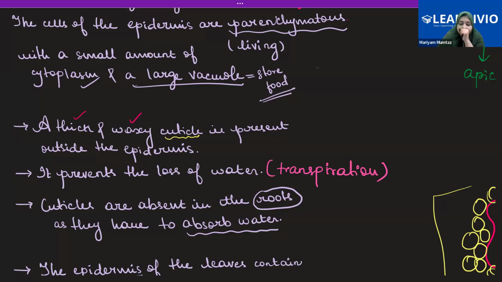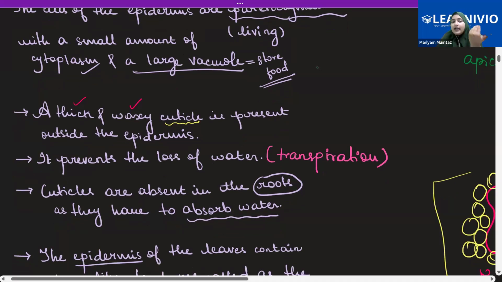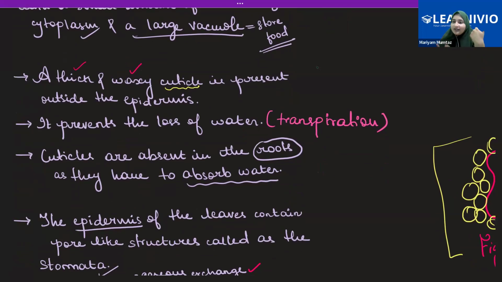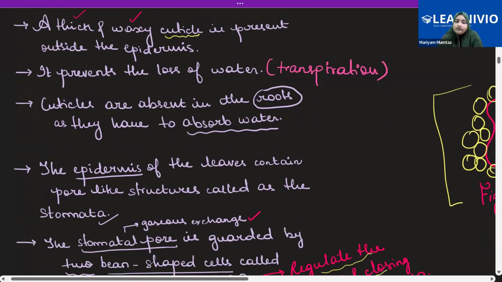It does not allow the water to go out. And these cuticles are absent in the roots, because roots have the function to absorb water only. If they have a covering of cuticle, they'll never be able to absorb water because nothing can come in. So roots do not have cuticles. Every other part of the plant has cuticles present.